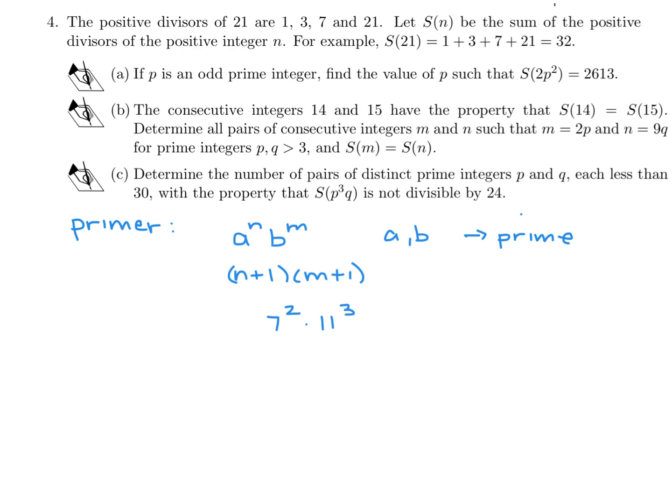Now you can list them manually, or you can just do the trick. It's not really a trick, but the method, which is it's going to be 2 plus 1 times 3 plus 1, which in this case is 3 times 4, which is 12. So there's 12 divisors, and then you can manually list them. But it's a lot quicker to just do it that way. So I wanted to show you that first. Okay, so let's go back to the question.